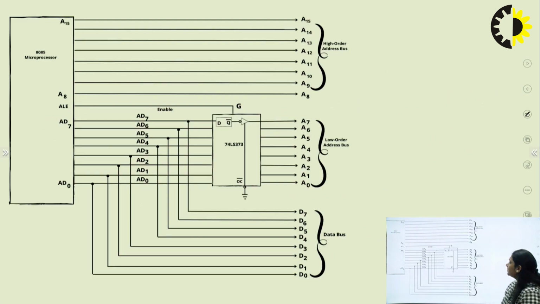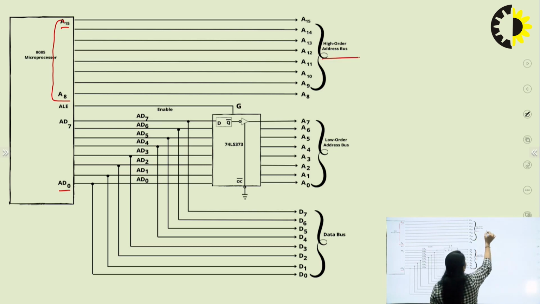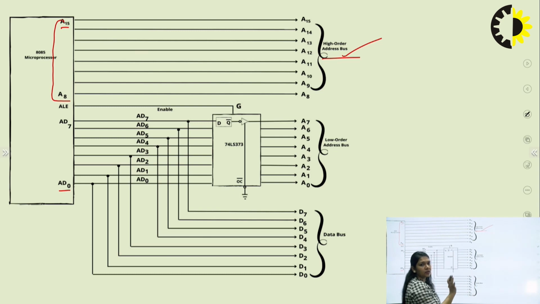How is it possible? This is a microprocessor 8085. It has AD0 to A15 pins. If I talk about A15 to A8, there is no problem regarding the higher order address. The higher order address can run smoothly. It has a separate 8 lines for these upper 8 bits. The problem is in the lower order address and data bus. For that, we will be using the ALE, address latch enable.